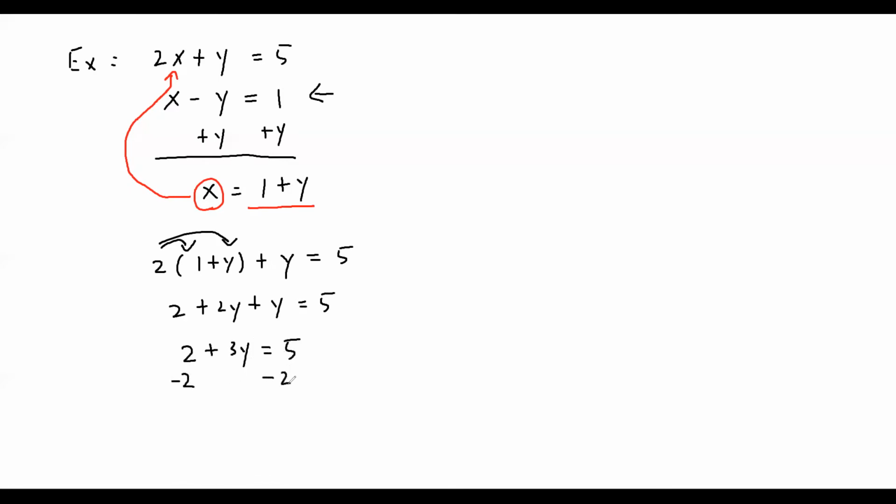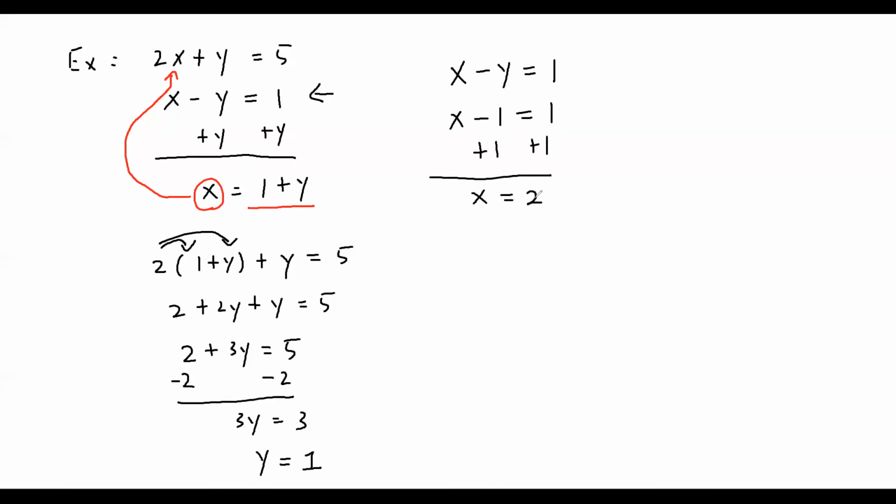Subtract 2 on both sides, we get 3y equals 3, so my y must be equal to 1 by dividing 3 on both sides. Once we obtain one of the values, we have to plug it back in to solve for the other value. So in this case, we will plug it back in the equation y minus x is equal to 1. So since y is equal to 1, we have x minus 1 is 1, so plus 1 on both sides, we get x equals 2.